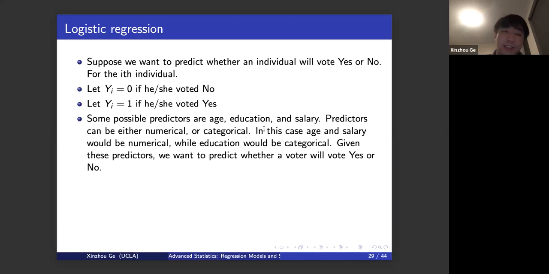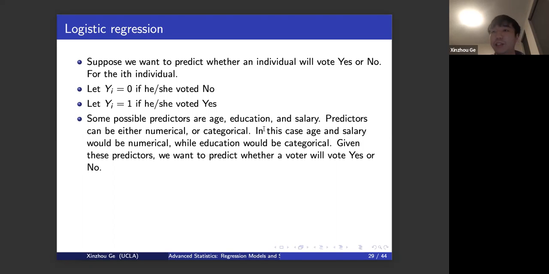So let me first introduce the background of logistic regression. Suppose we want to predict whether a given individual will vote yes or no. For the ith individual, we can let yi equal 0 if he or she voted no, and let yi equal 1 if he or she voted yes. So as the result will be yes or no for each individual, we will have binary outcomes. So the response will be binary if we want to predict yi.